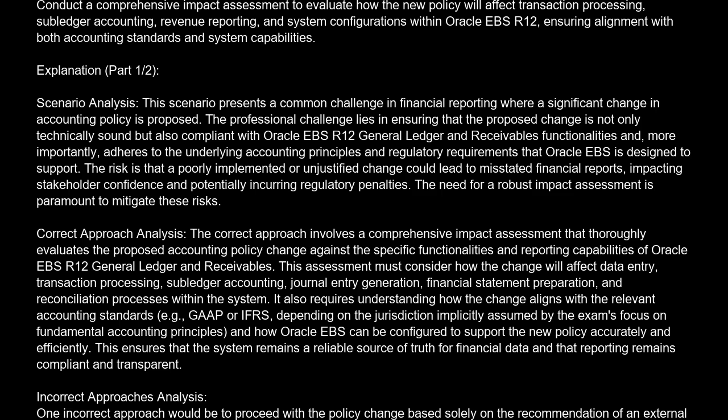Explanation. Scenario analysis. This scenario presents a common challenge in financial reporting where a significant change in accounting policy is proposed. The professional challenge lies in ensuring that the proposed change is not only technically sound, but also compliant with Oracle EBS R12 General Ledger and Receivables functionalities, and more importantly, adheres to the underlying accounting principles and regulatory requirements that Oracle EBS is designed to support.